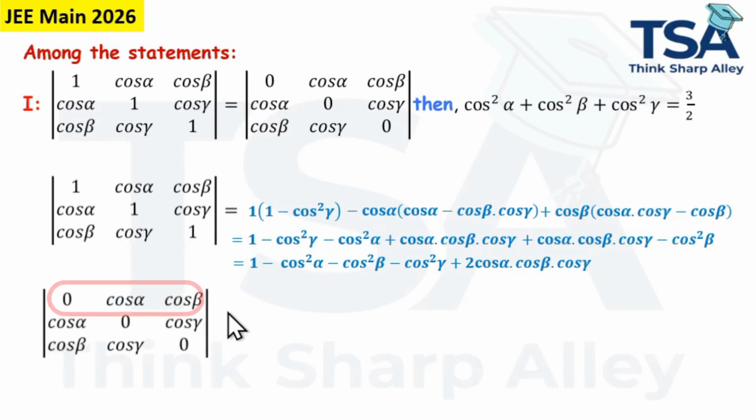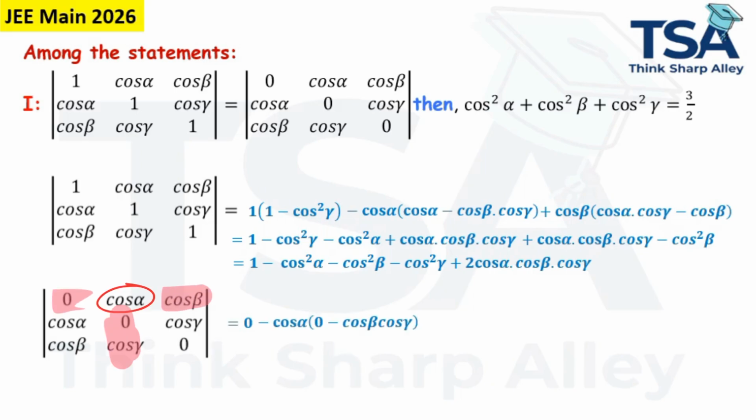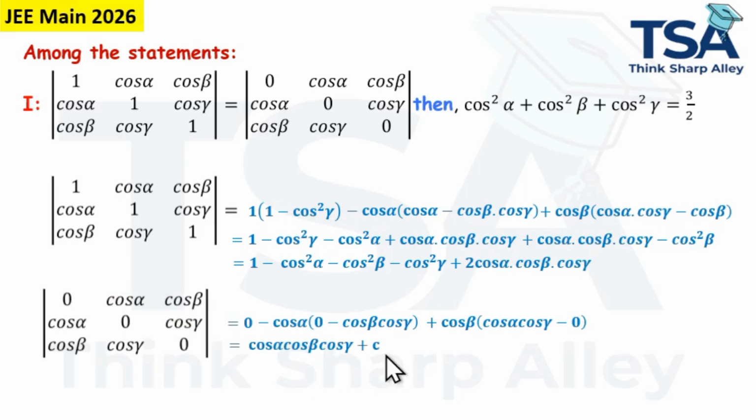Now let's look at the determinant on the right hand side. We will expand it using the first row once again. So first is 0, and then we have minus cos alpha into 0 minus cos beta cos gamma, because 0 into cos alpha is 0. Then plus cos beta into cos alpha cos gamma minus 0 into cos beta, that is again 0. So multiplying it, we get cos alpha cos beta cos gamma plus cos alpha cos beta cos gamma, which gives me 2 cos alpha cos beta cos gamma.